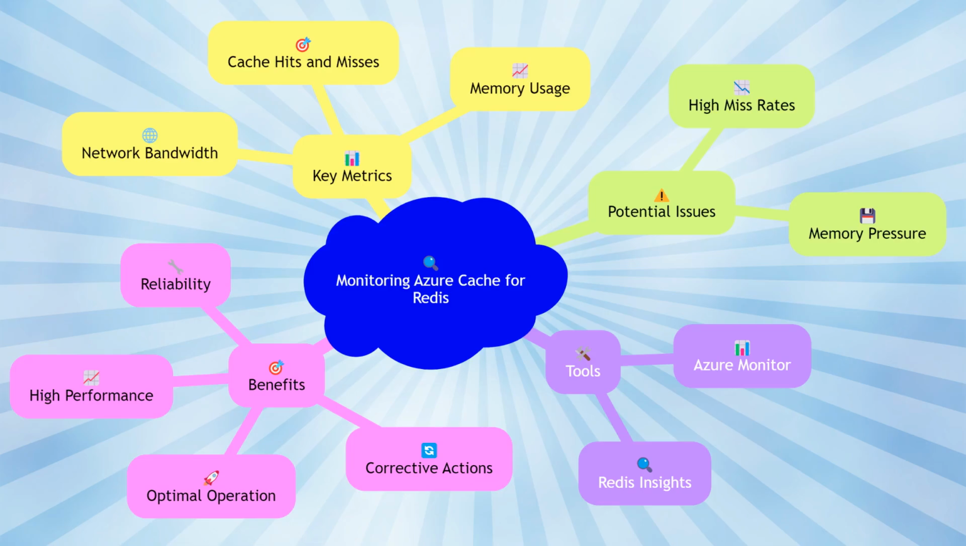Monitoring the performance of your Azure Cache for Redis instance is crucial for ensuring optimal operation. Azure provides several tools and metrics to help you keep track of cache performance. Key metrics include cache hits and misses, memory usage, and network bandwidth. By regularly monitoring these metrics, you can identify potential issues, such as high miss rates or memory pressure, and take corrective actions. Azure Monitor and Redis Insights are valuable tools that provide detailed insights into your cache's performance, helping you maintain a high-performing and reliable caching solution.